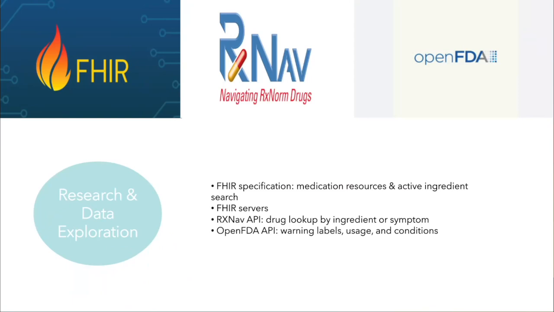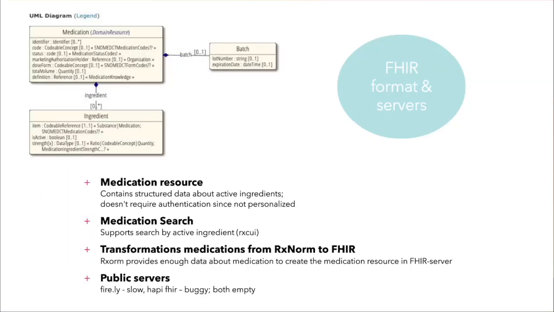Hi, my name is Dmitry, and I'm here to share the research that we had to do to implement our application. We basically had to explore three components. The first one is FHIR, which includes FHIR servers, the FHIR specification, FHIR resources, and the API. The second one is the RxNorm database and its API. And the last one is the OpenFDA database and its API. As for FHIR, we ended up using the FHIR Medication resource because it contained all the information we needed: active ingredients, dosages, IDs, and it also doesn't require authentication because it's not personalized.